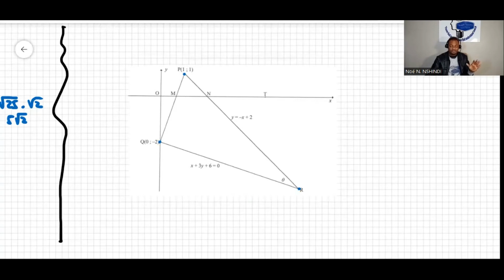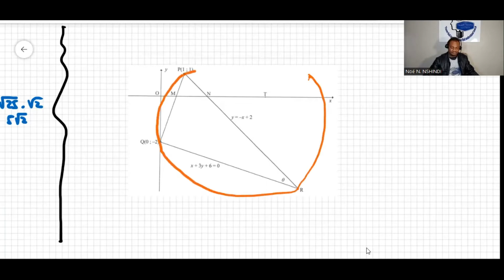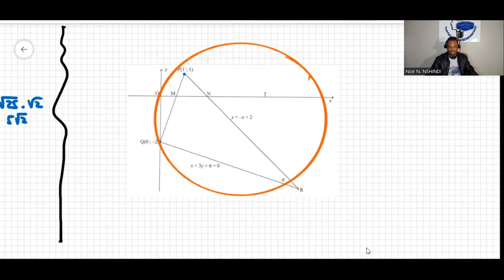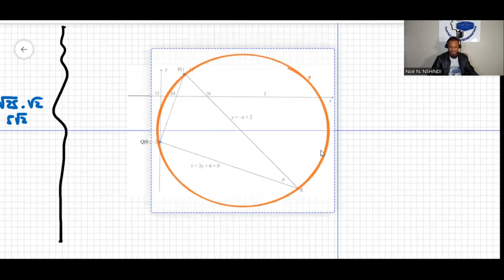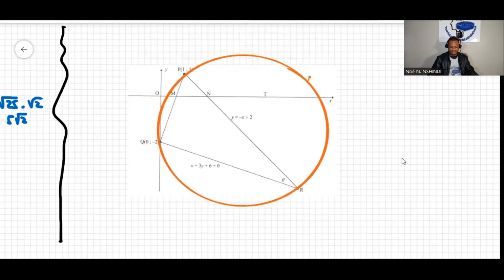I just want to remind you that previously we found that the angle here was 90 degrees. We have a right angle triangle here. Then if I draw a circle, it must be something like this. It's not certain my circle will fit. Yeah, it does. Nice. Okay, that's the circle.